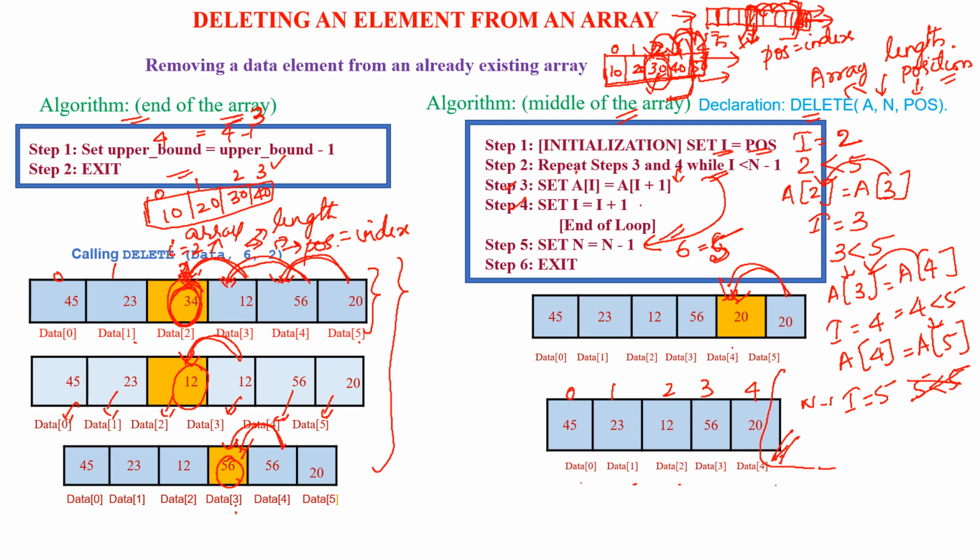So that is how you are getting this output. When you compare this with the input, 34 is deleted. So you'll be getting 45, 23, 12, 56, 20. So this is how your loop works. Okay. So now let us see this by an example.